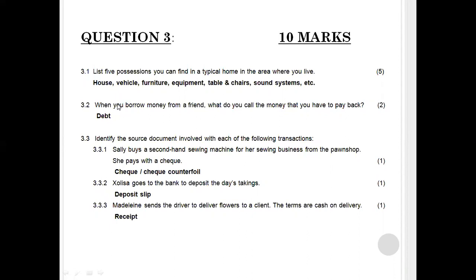Okay, so she is buying a sewing machine. She needs to pay for it. Okay, and remember, if you pay something, your journal will be the CPJ, but what is the source document that is always involved with that journal? And that will be a check or a check counterfoil. So nothing else except those two things for one mark. In point two, Kulisa goes to the bank to deposit the day's takings, or the day's money. So she needs to complete a deposit slip at the bank, also a mark, deposit slip.